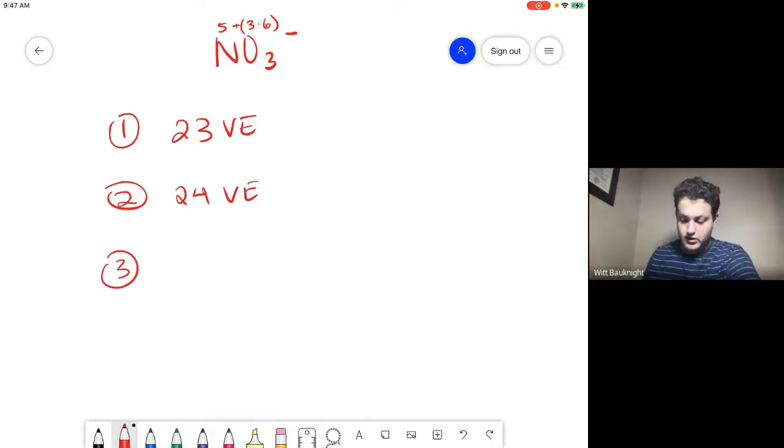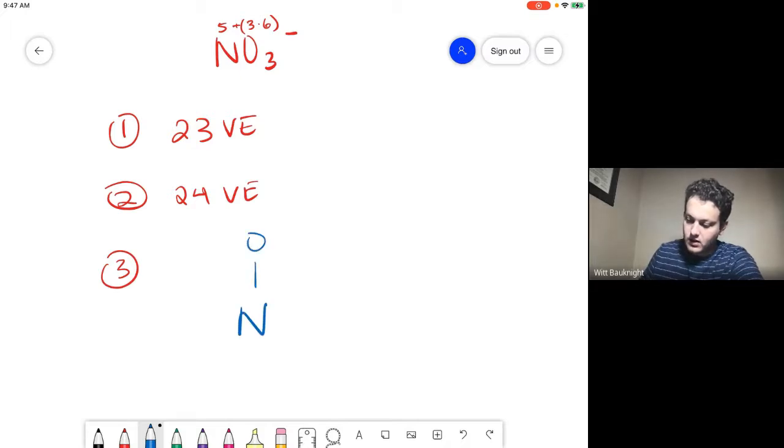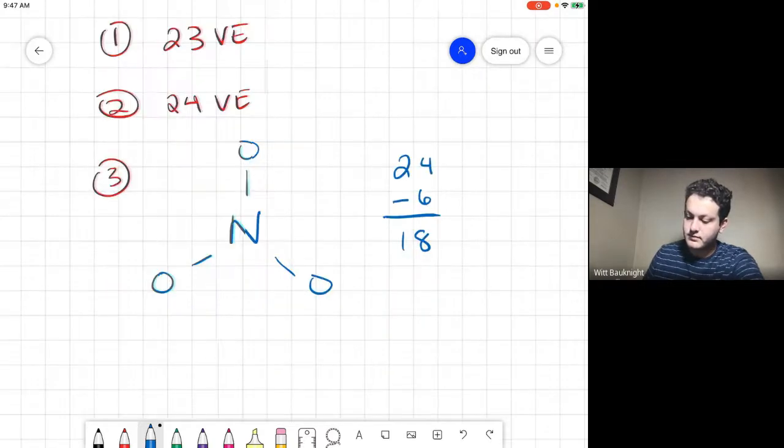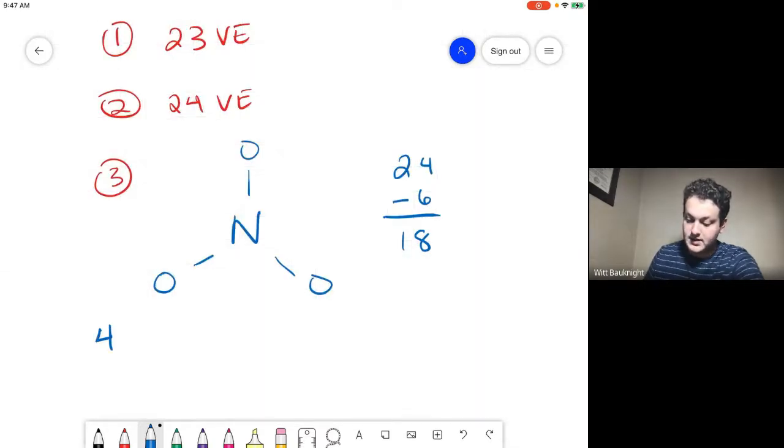Step 3, the skeleton structure. We're going to assume that the nitrogen is in the middle because there's only one of them. N, O, O, O. And using electrons for 3 covalent bonds, I've used 6 of my 24. Step number 4, I need to complete octets. I'm going to start with my outer atoms, my terminal atoms.